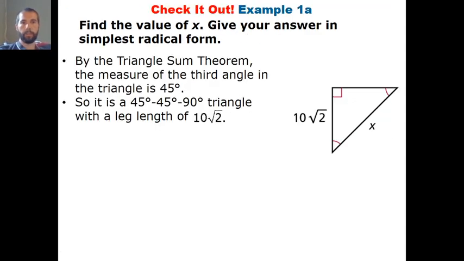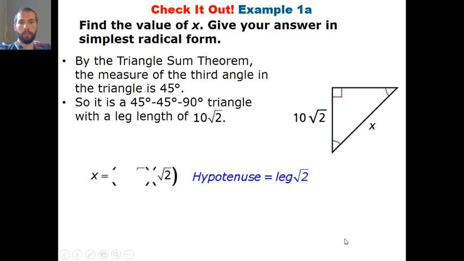All right, another example. The leg is given to us. The leg is 10 radical 2. They want us to find the hypotenuse. So if we have the leg and we want the hypotenuse, we multiply the leg times the square root of 2. So the hypotenuse equals leg times square root of 2. So that means x equals 10 radical 2 times radical 2. Now we need to simplify this. You don't want to have two different radicals in the same expression here, because you can simplify them.